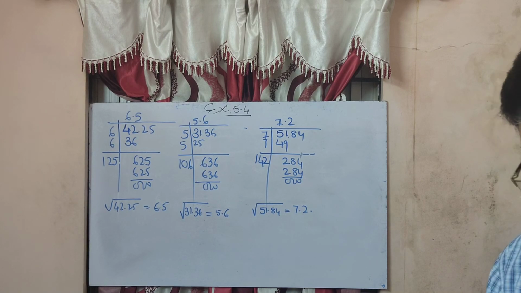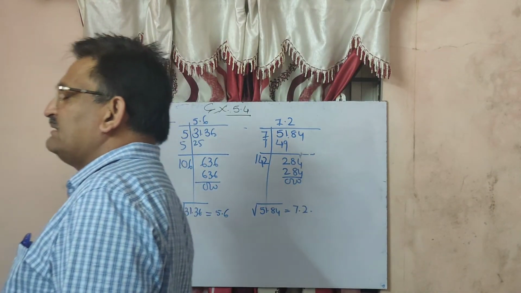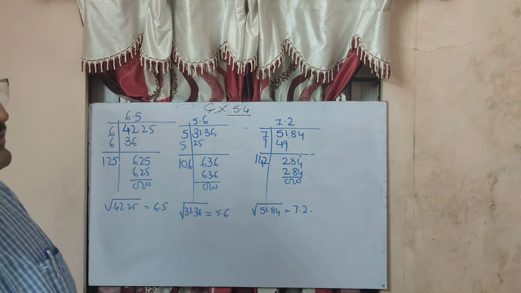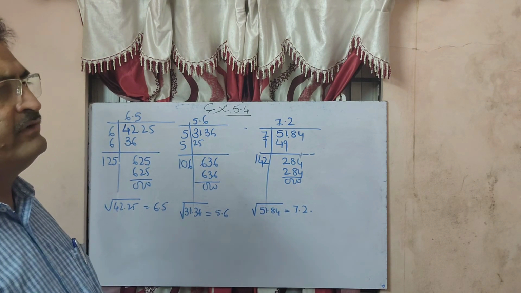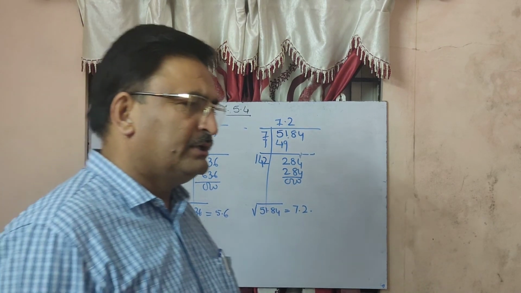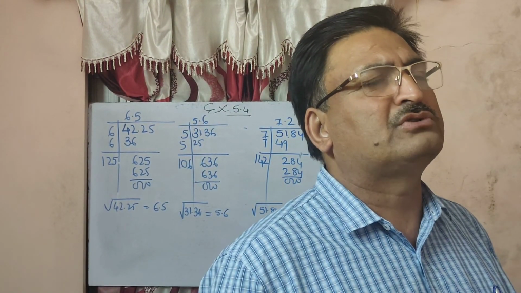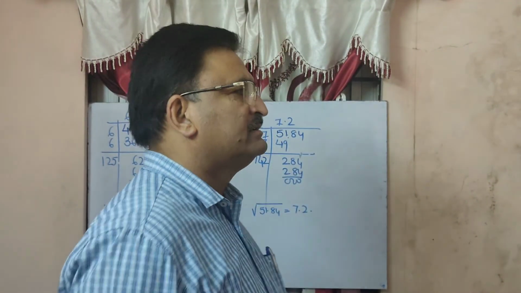Got it now? So you try the remaining examples, whatever I have left in your book, and try yourself. And if you can do it, it's fine. And if you have any doubt regarding this, you can come to school, or you can post in the mathematics group. Okay, thank you.